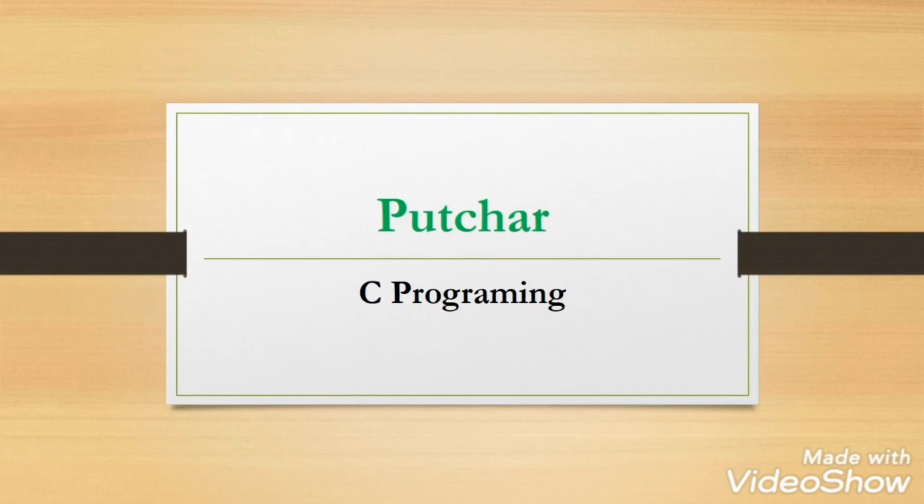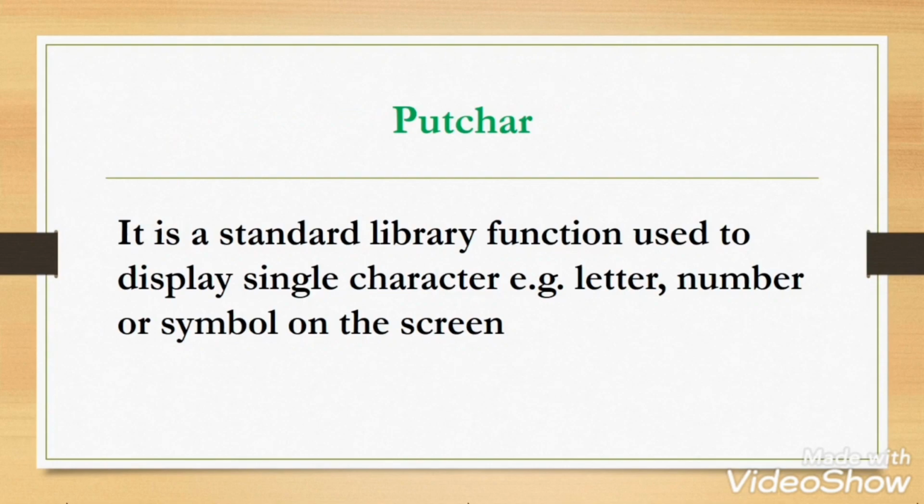So basically, the putchar is a function used to display a single character on the screen, like a letter, a symbol, a number, and stuff like that. Alright, we'll head over to Code::Blocks and play with the syntax.